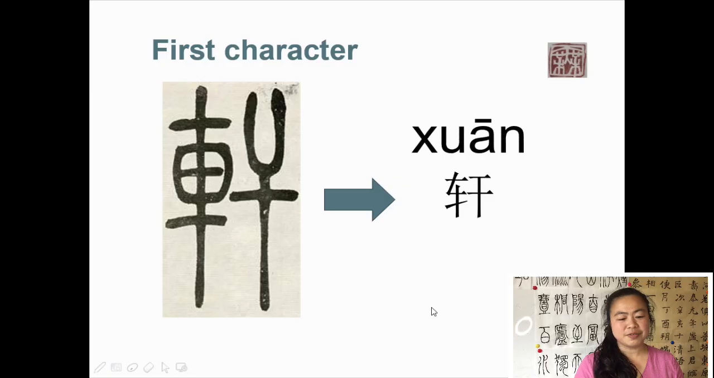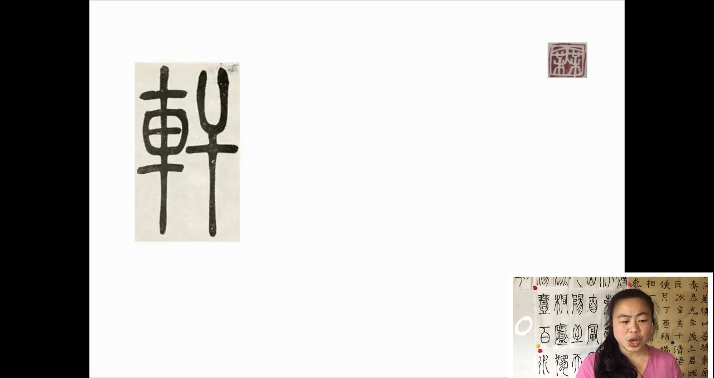And in modern simplified character, it's like this. It is pronounced as xuān. Xuān means pavilion. Okay, so what is the history of xuān? Xuān, look at the structure of this character. It's also combined with the left part and the right part.